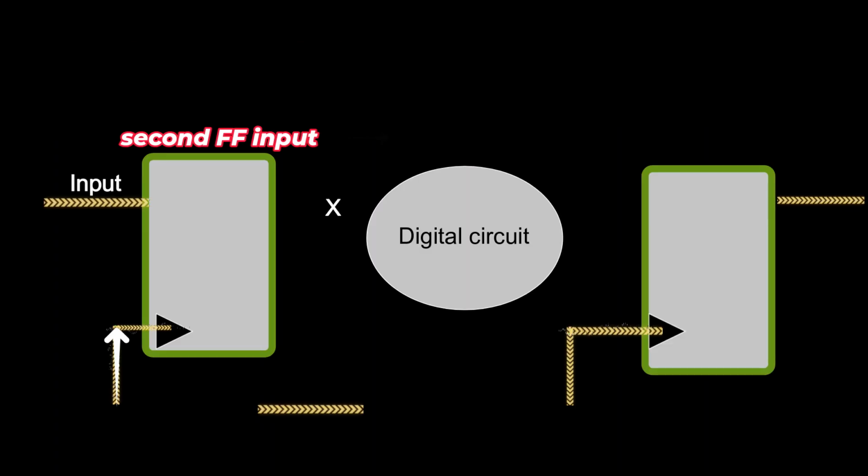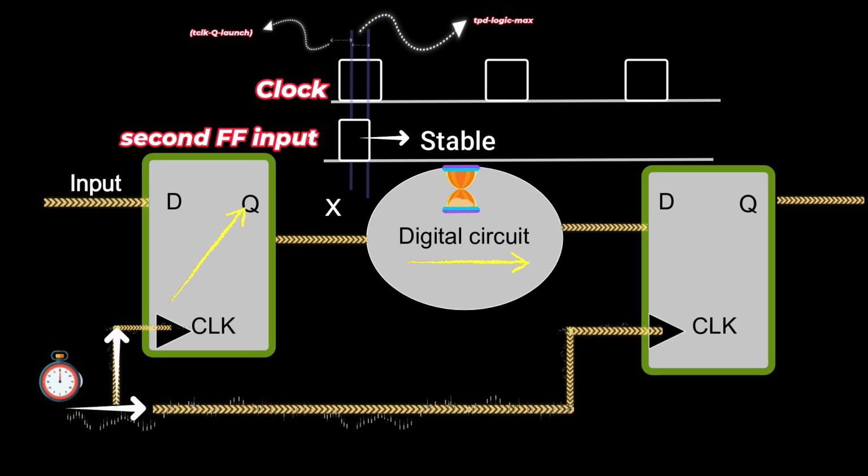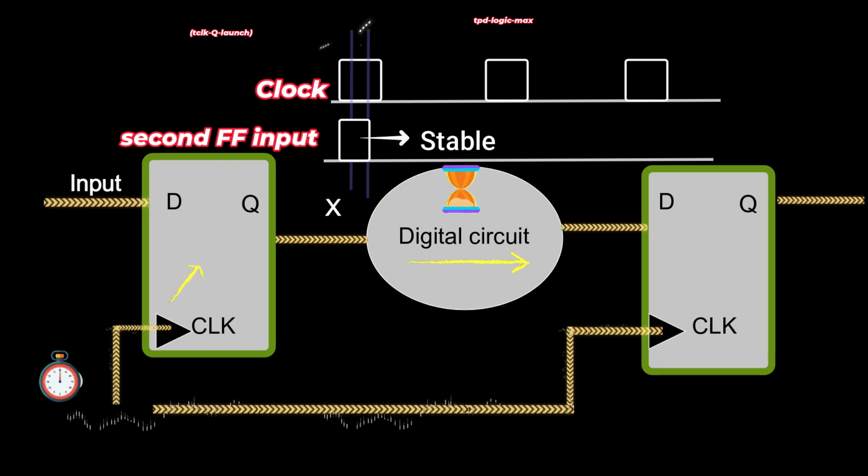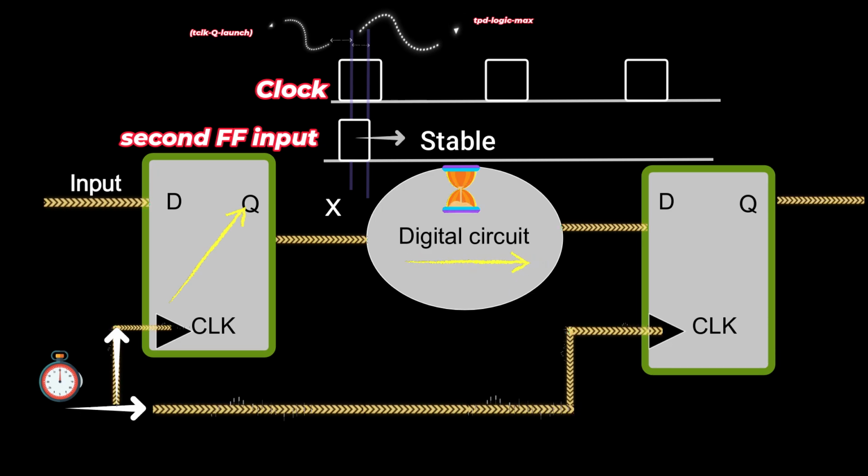capture it. Here, we see the timing diagram with yellow arrows pointing to the important timings and signals. The arrows highlight the clock signal, as well as the signal from the second flip-flop, showing the critical intervals and ensuring that the data remains stable for proper capture.